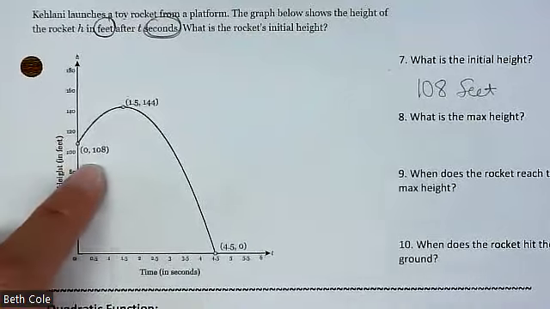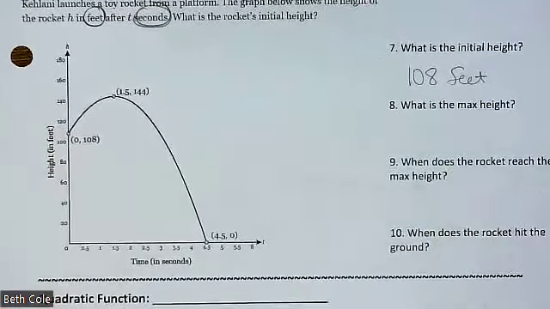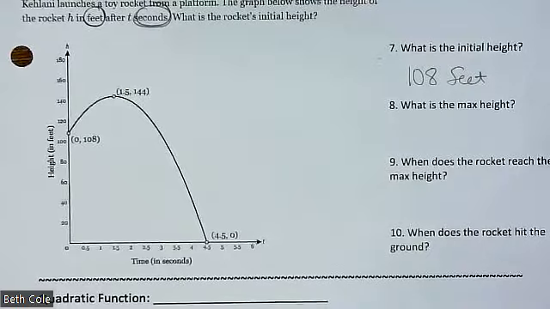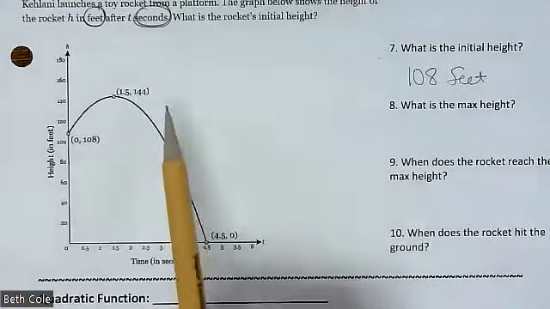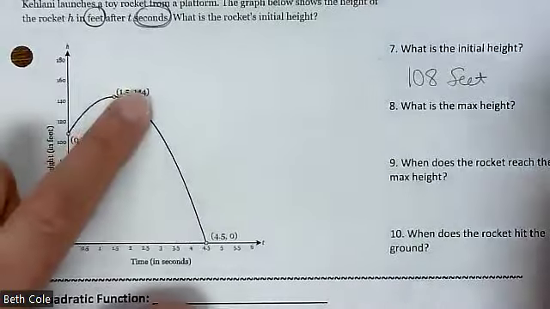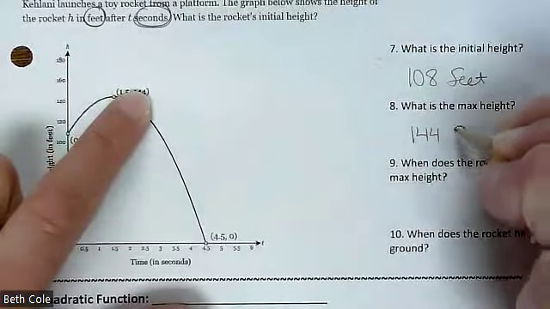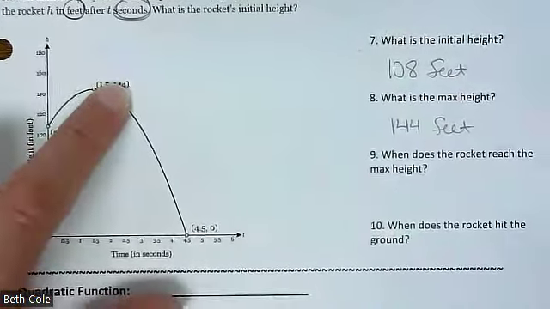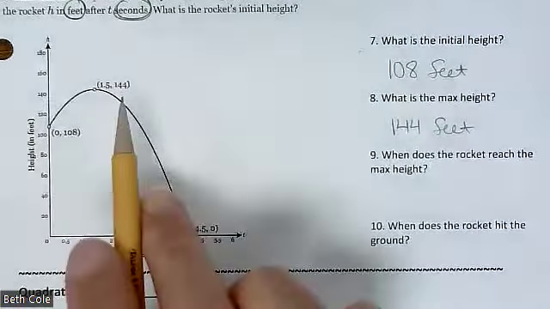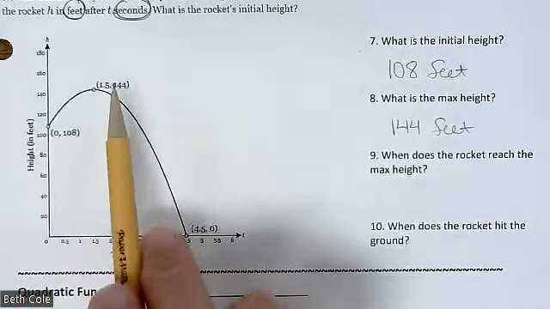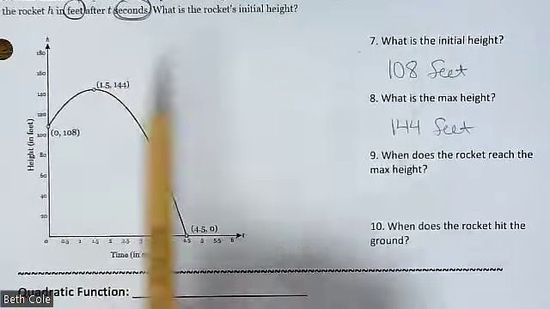All right. What is the maximum height? Well, what does maximum mean? The most, like the highest, right? Okay, so what is the maximum height? It's one of the numbers that's on there. 144 feet. Right there. Again, there's no work. You just have to read the question, understand what it's asking you, and then pick the correct number.